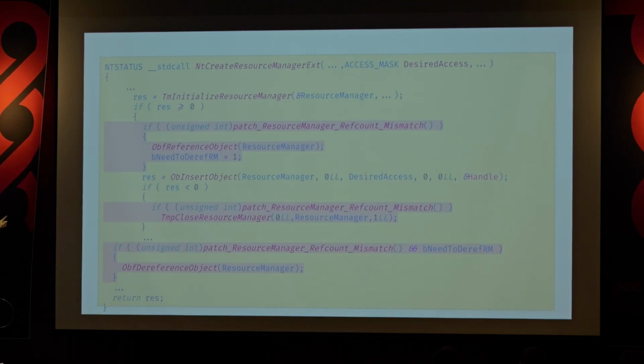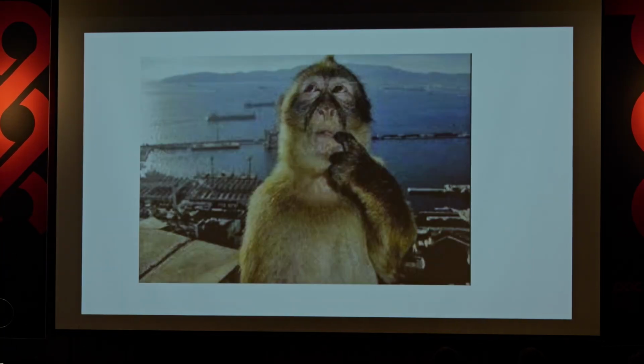And if you fail this OB insert object, you call the close routine of the resource manager, which is TMP close resource manager. Now, at first glance, I was thinking, okay, this looks to me like a memory leak where the developers didn't account for the fact that you could fail OB insert object. And as a result, maybe they forgot to free the resource manager.